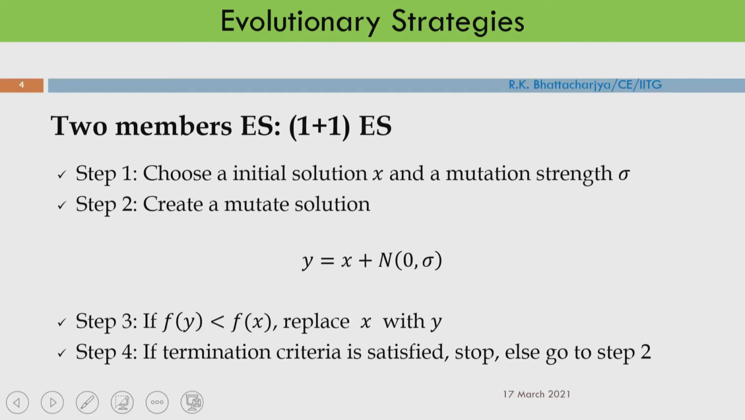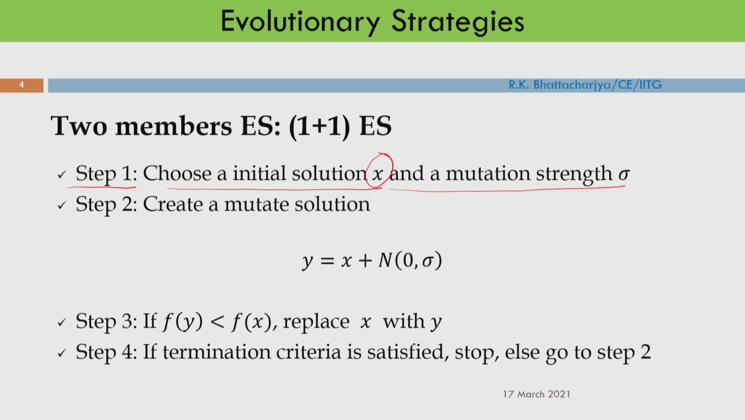Okay, so let us see. It has only 4 steps. In step 1, you have to choose an initial solution x and a mutation strength sigma. We are starting with an initial solution, just like the classical method, where you have to give an initial point. Let us say that initial solution is x, and you have to define a mutation strength sigma. So, I have to define an initial solution and also the mutation strength sigma.